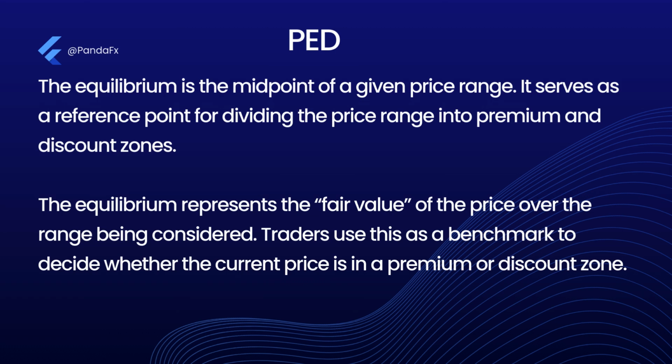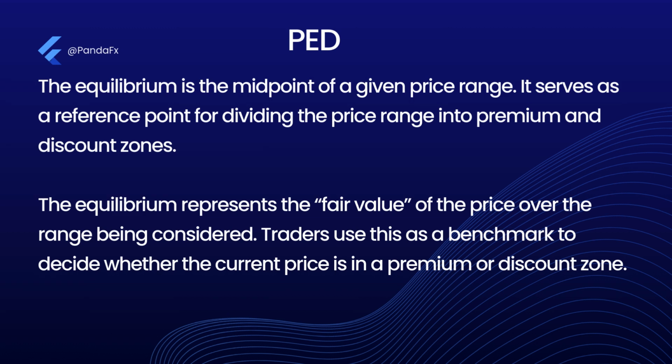So that's the midpoint. Let's say from 0 to 2, price moves from 0 to 2, then the midpoint is 1. That is the equilibrium point. So the equilibrium represents the fair value of the price over the range being considered. For you to pick out equilibrium, you must clearly define a range, and then the midpoint will now be the fair value.